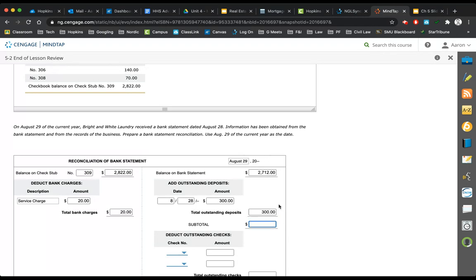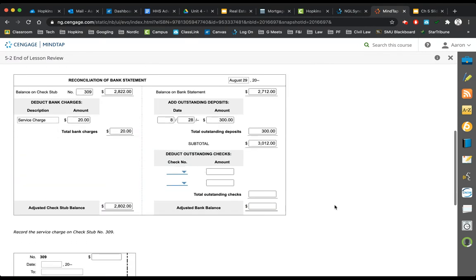The subtotal then, because we had a deposit that Delgado Web Service, or in this case, I'm sorry, I keep referring to it as the wrong business, Bright and White Laundry, made a deposit, but it hadn't cleared the bank yet, quote unquote. So we need to account for that. So we add $27.12 plus $300 gives us $3,012. Now we account for our outstanding checks.